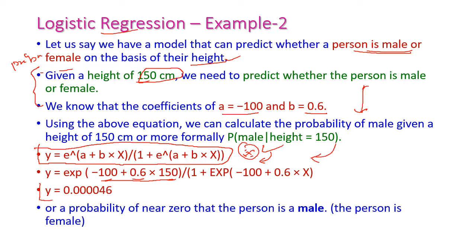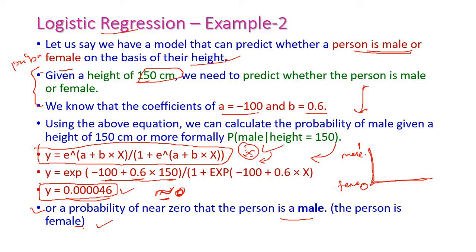Then we get y equal to 0.000046, which is approximately equal to 0. That means, see, in this graph, if the y value is 0 it means female and if the y value is 1 it means male. Now our y value is almost equal to 0, isn't it? Nearby 0. Then the person is not male, hence the person is female. So this is our result.